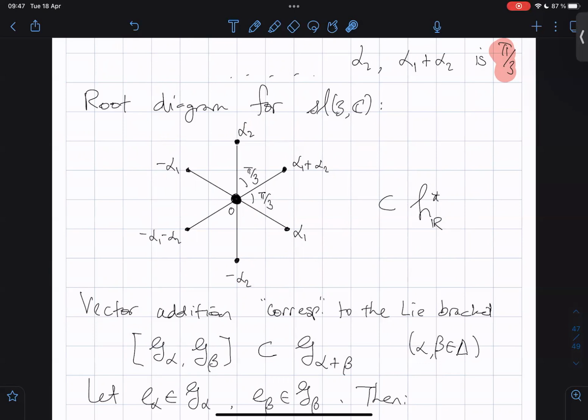Yep. Sure, but it will not be a root. No, but then you can see that that's none of the. Sure. Sure. Yep. Yep.